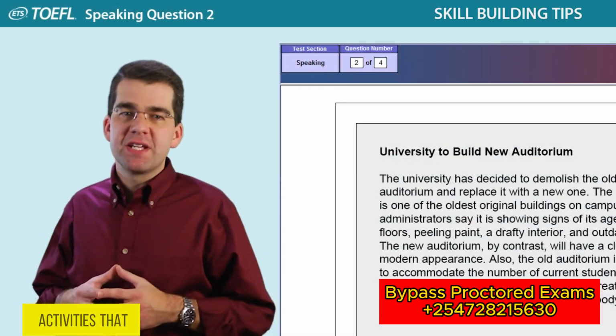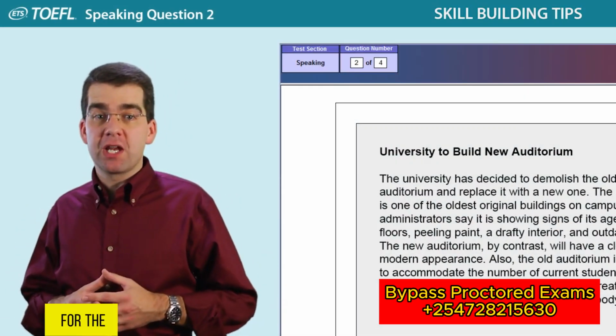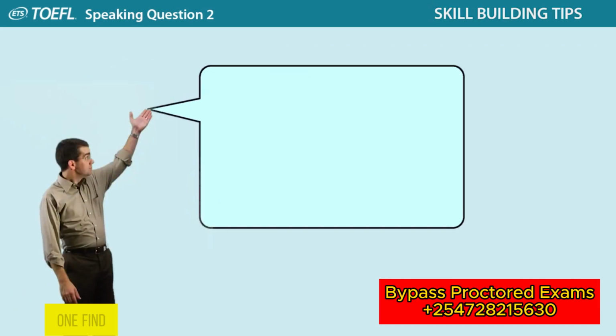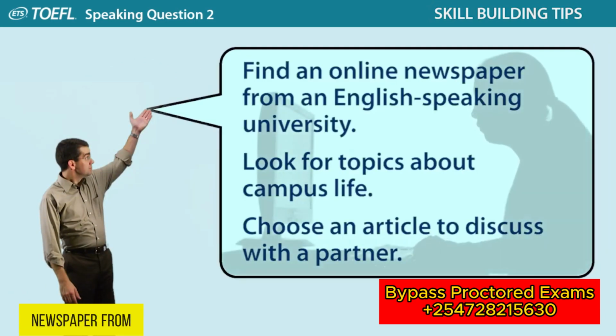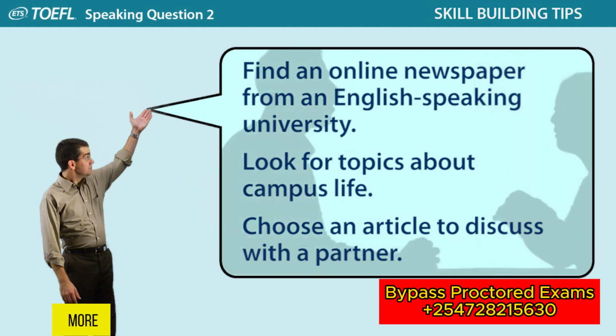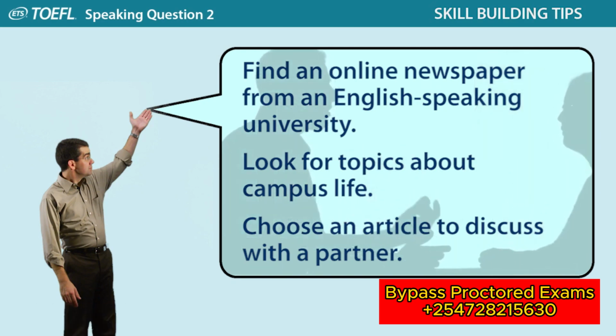Now here are some activities that can help you build your skills for the integrated speaking tasks. 1. Find an online newspaper from an English-speaking university. This will be a good source of practice topics for question 2. Look for topics like admissions, housing, student activities, registering for classes, school improvement plans, sports, and more. Then choose an article to discuss with your speaking partner or study group.